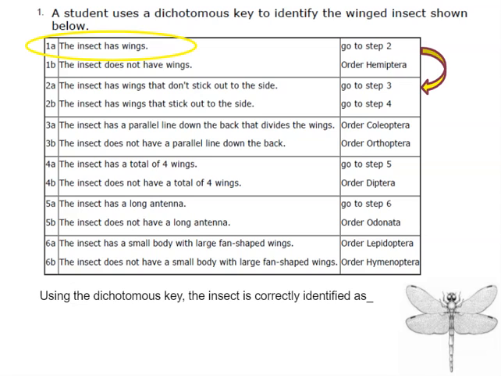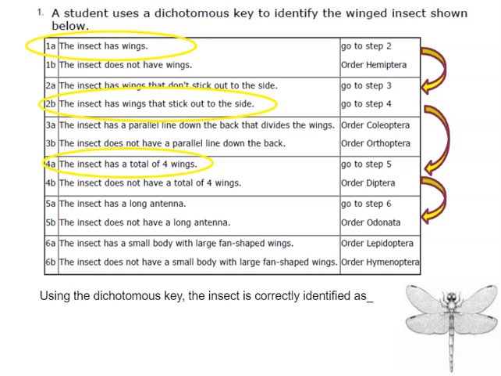2A says the insect has wings that don't stick out to the side, or 2B, the insect has wings that stick out to the side. They look like they stick out to the side, so that's one we would choose. It says go to step 4. 4A says the insect has a total of 4 wings. 4B says the insect does not have a total of 4 wings. I count 4 wings there, so it says go to step 5.